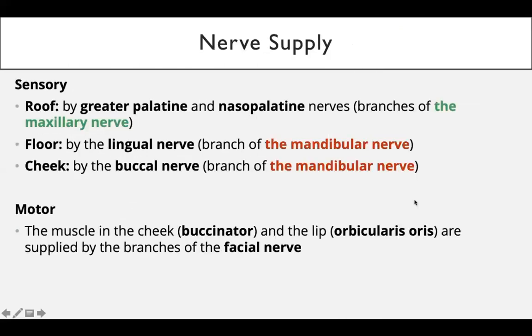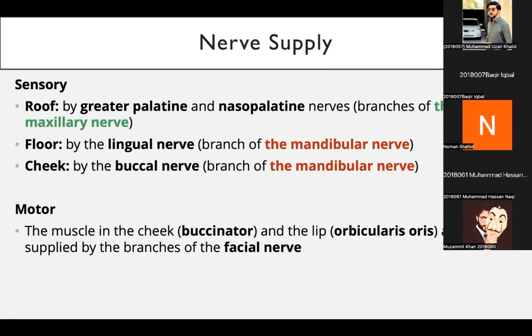So now the nerve supply, the most important part and my most favorite part: nerve supply of the tongue or the oral cavity, basically. Because the tongue also has taste buds, and also has sensory and motor supply, right? So we will study that in later slides. So, nerve supply: sensory nerve supply and motor nerve supply.